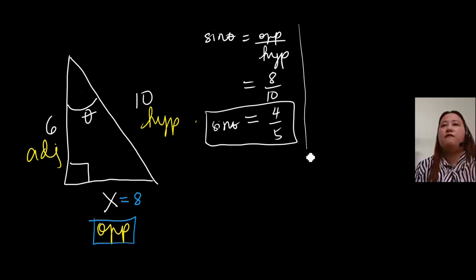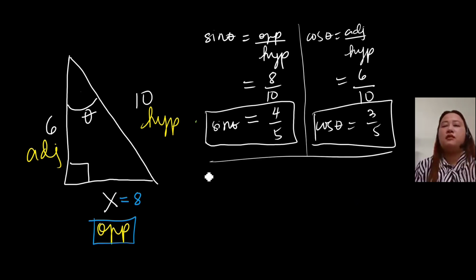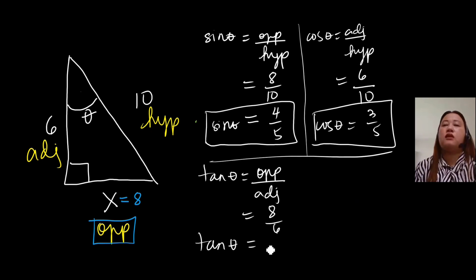Then we can have cosine theta, which is adjacent over the hypotenuse. So substituting, we have 6/10. So cosine theta is 3/5. Next, we can have here the tangent theta. Tangent theta is opposite over the adjacent. So substituting, we have 8/6. We can reduce this. So this is 4/3.